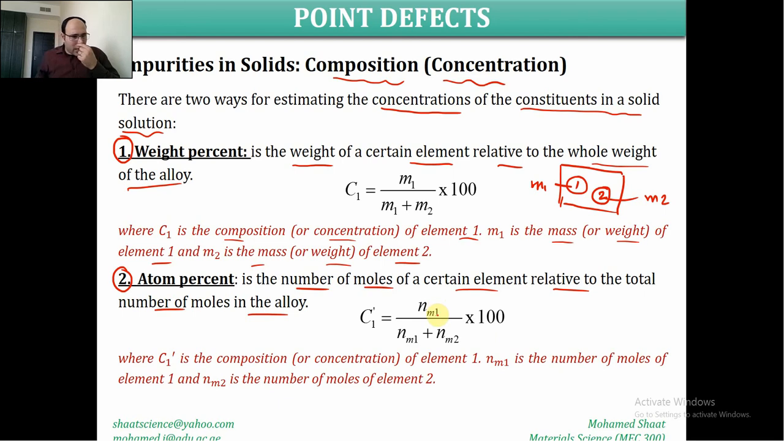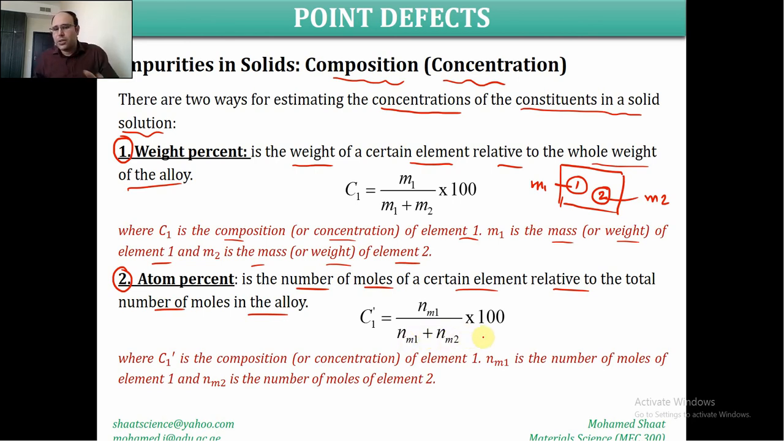So you divide the number of moles of element 1 by the sum of the number of moles of element 1 and 2, assuming that you have an alloy that is only made of 2 elements. So it means that in total we should divide by the total number of moles of the entire alloy. If it is made of 2 elements, we're gonna sum 2 numbers.